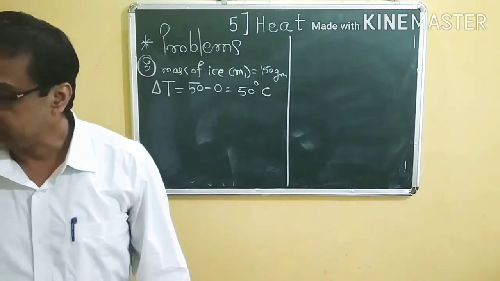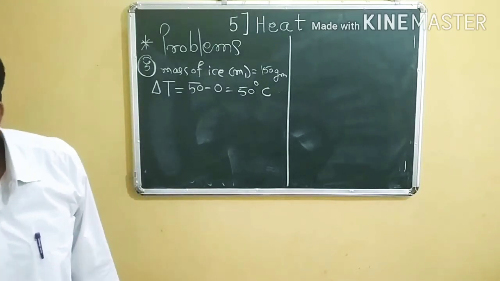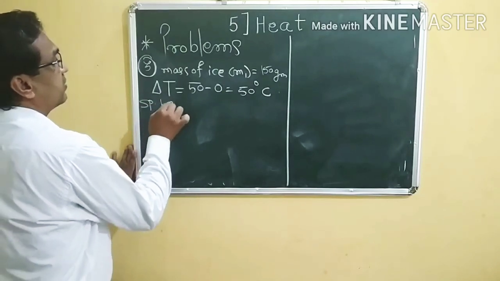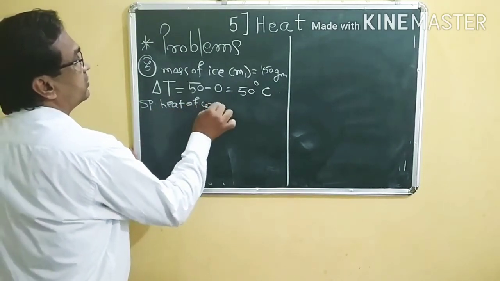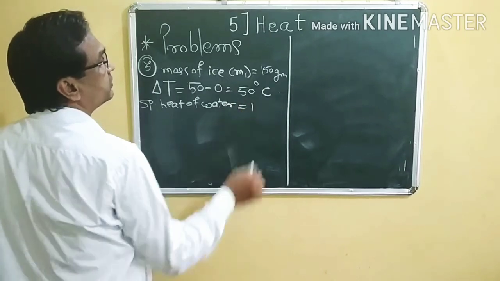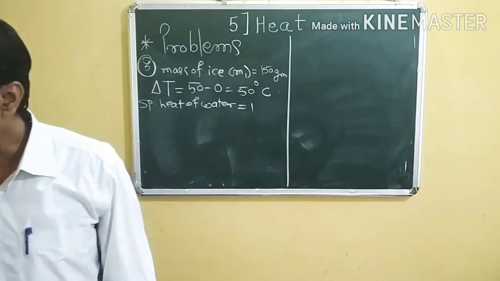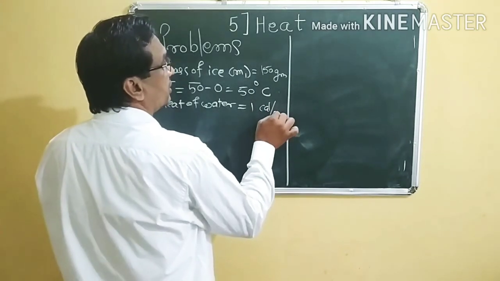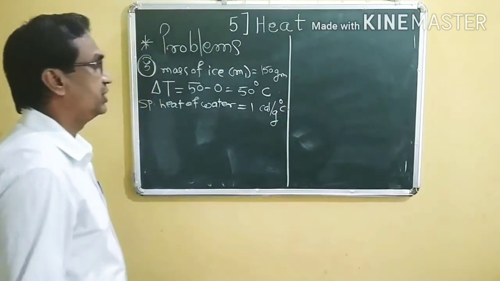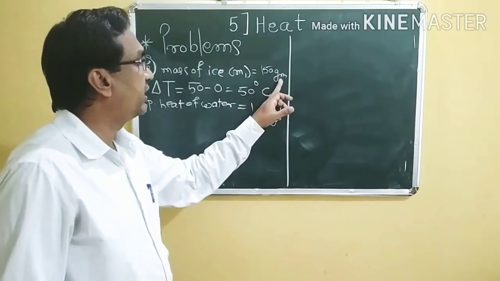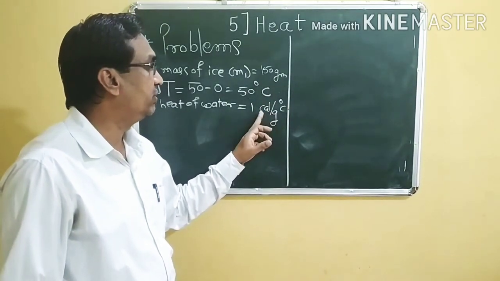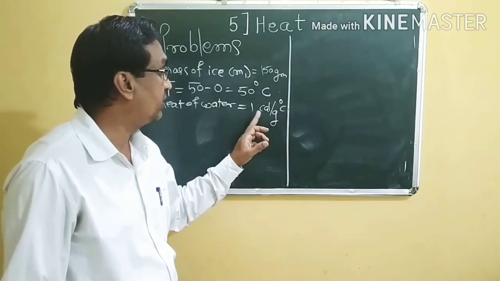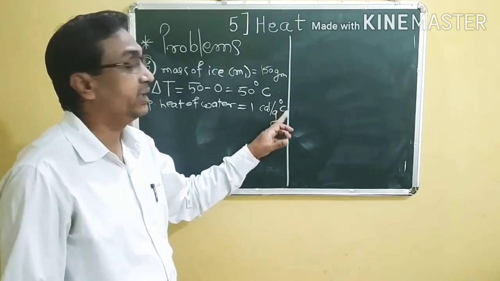After that they have given the specific heat of water. Specific heat of water is 1 calorie per gram degree Celsius. That is the unit we use, because the mass is already in gram, so instead of 1 kilocalorie per kg degree Celsius, we have to write 1 calorie per gram degree Celsius.